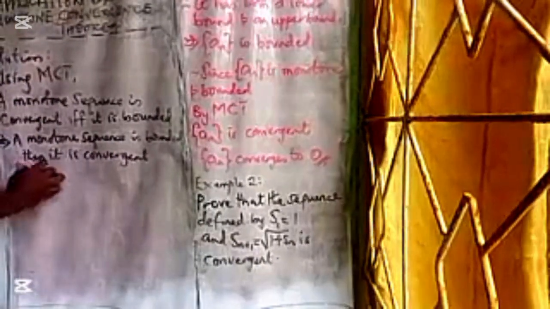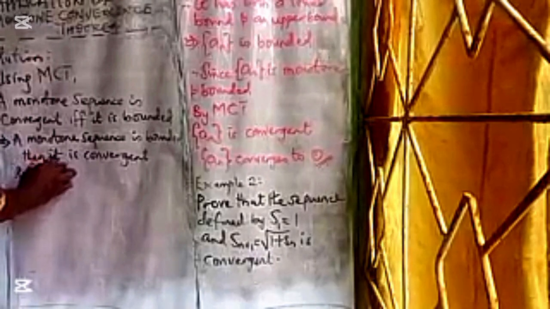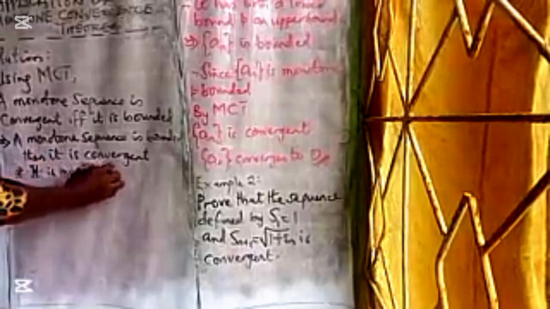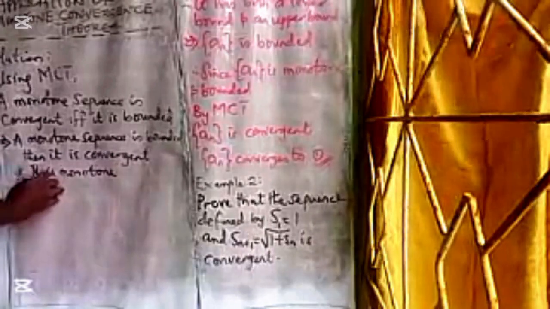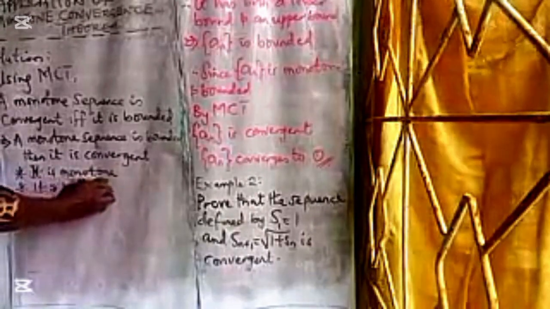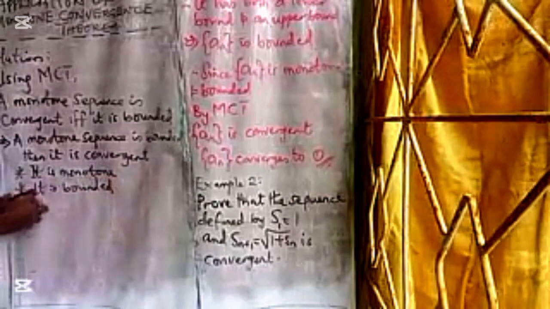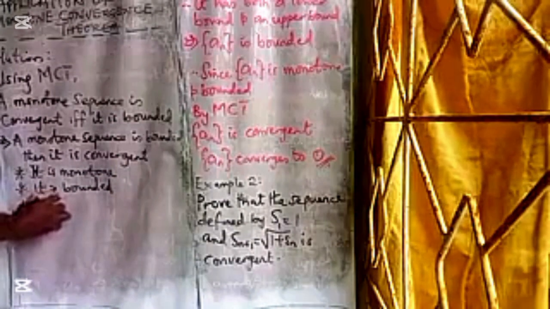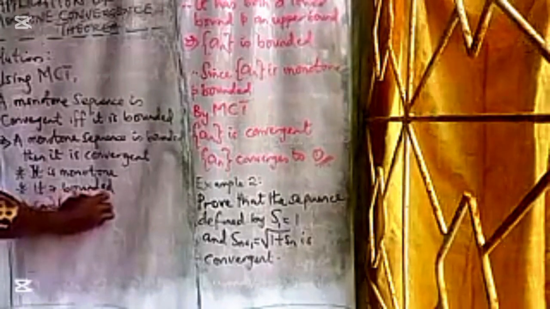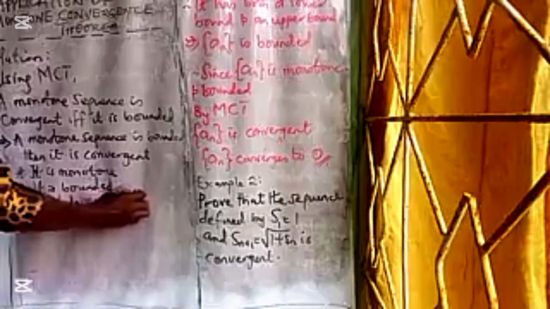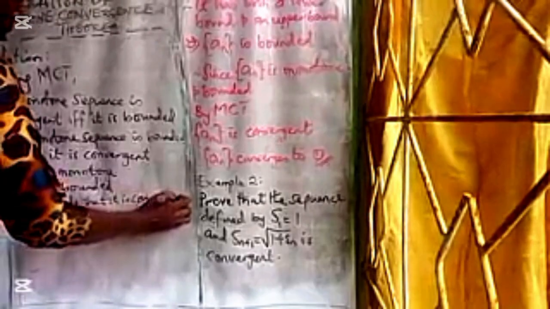Therefore, as I said earlier on, it will show that it is monotone. That is, it is either increasing or decreasing. It will show that it is bounded. That it has an upper bound and a lower bound. And then we can conclude that it is convergent or it is divergent, as the case may be. So let's go ahead to show that this sequence is monotone.